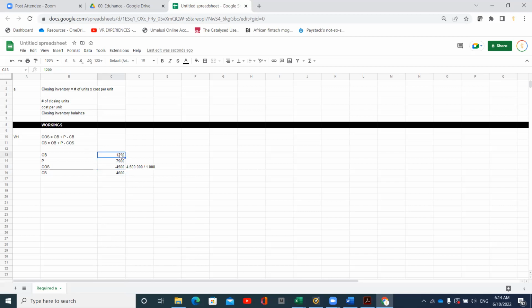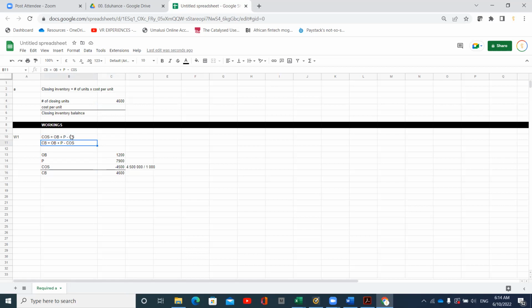Okay, so there we said opening balance is positive, production is positive, and then we say minus the amount of units that were sold. So the closing balance units is 4,600. Now remember, I use this for units, but you can also use this in Rand value. So remember, if you're looking for any of these numbers in Rand value or in units, you use that formula.